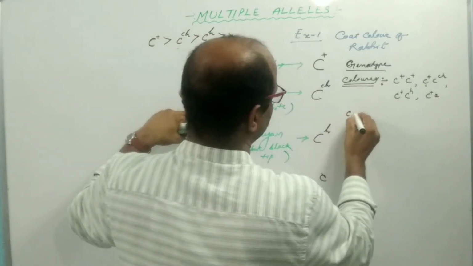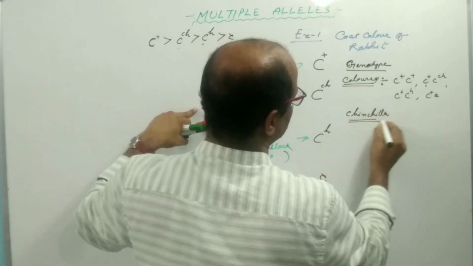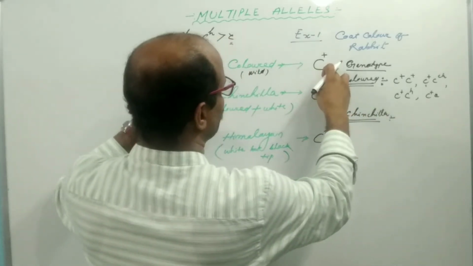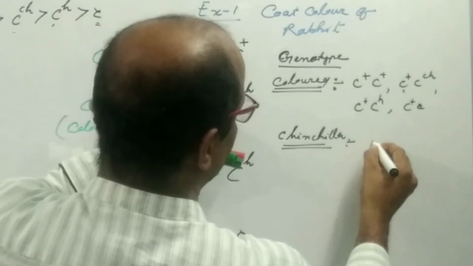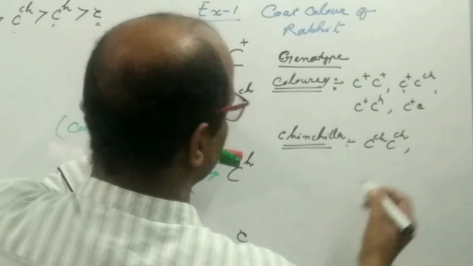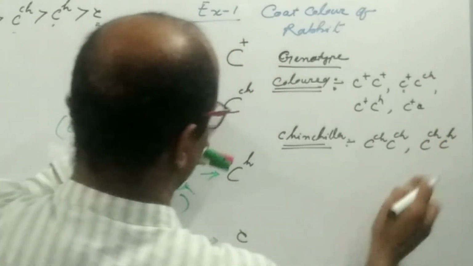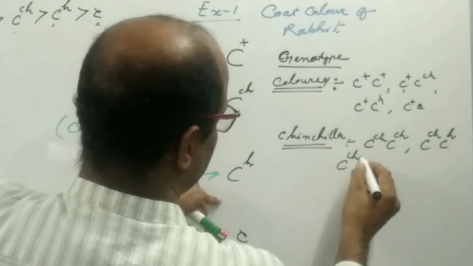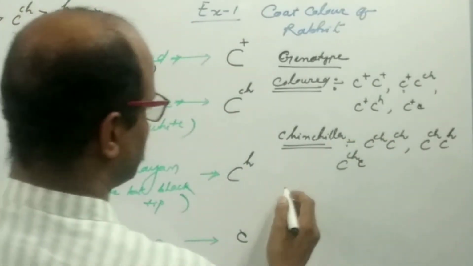In chinchilla, this is dominant, so I omit this. Then in homozygous condition, c^ch c^ch is one variety, c^ch and c^h is another variety, c^ch and small c is another variety. So genotypes here are 3.